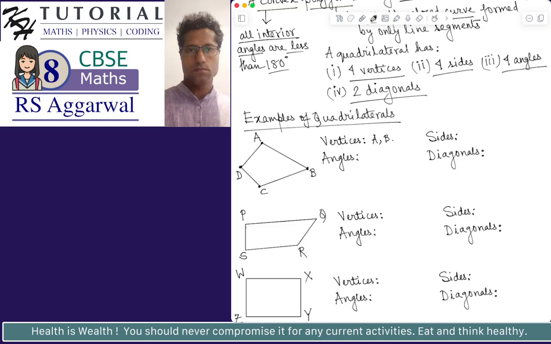The vertices are always denoted by capital letters. Always capital letters, and whenever you name the vertices of a polygon in general, always use capital letters and letters in order, sequentially, like A B C D for a quadrilateral. If it is a pentagon, then A B C D E. If it is a hexagon, A B C D E F.